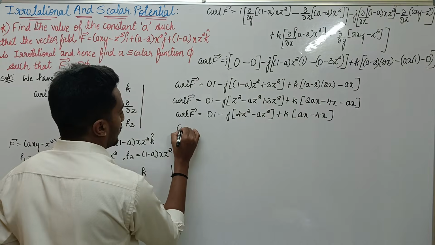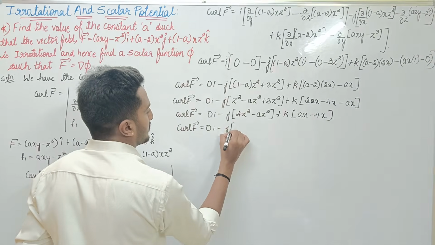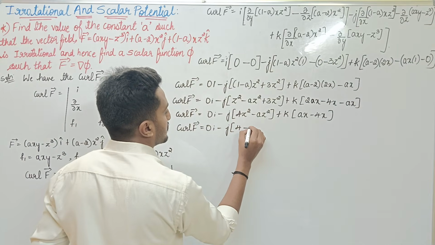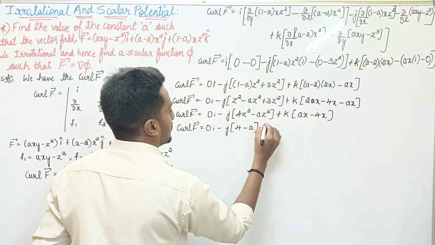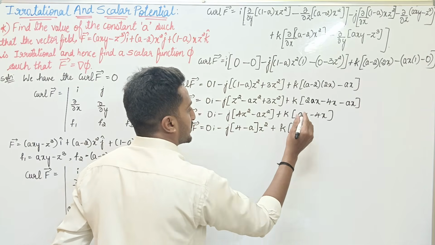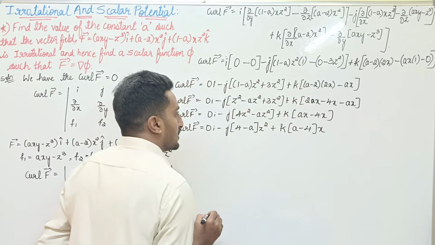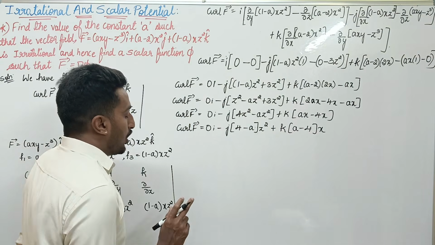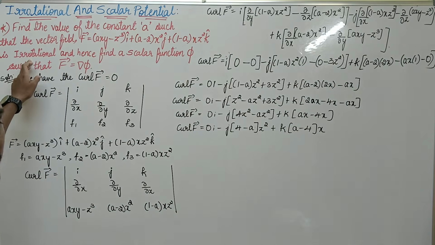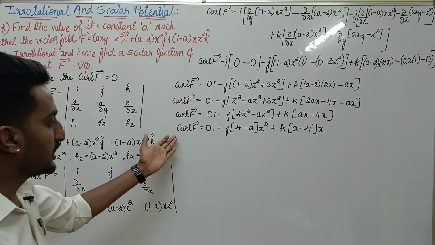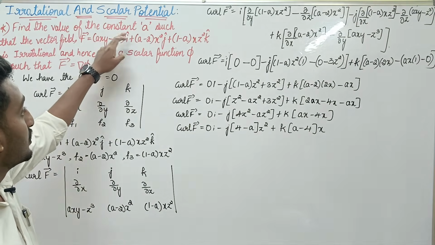Now curl vector f is equal to 0i minus j into, in these two I can take z square as common, plus k into, in these two I can take x as common, that is a minus 4 into x. See, but what is our main intention? That is to find the irrotational condition. To find the irrotational condition, curl vector f whole term should be equal to 0. Based on what? The constant term a.